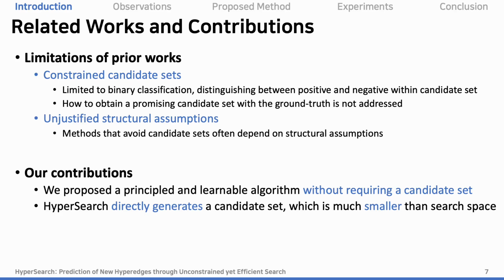Many existing methods for hyperedge prediction rely on candidate sets. They typically perform binary classification within these sets, distinguishing only between positive and negative samples. However, how to obtain a promising candidate set with the ground truth is not addressed in these approaches. Other methods avoid candidate sets but depend on structural assumptions. In contrast, our method, HyperSearch, does not require a candidate set. It directly generates a small set of promising candidates from the vast search space in a principled and learnable way.